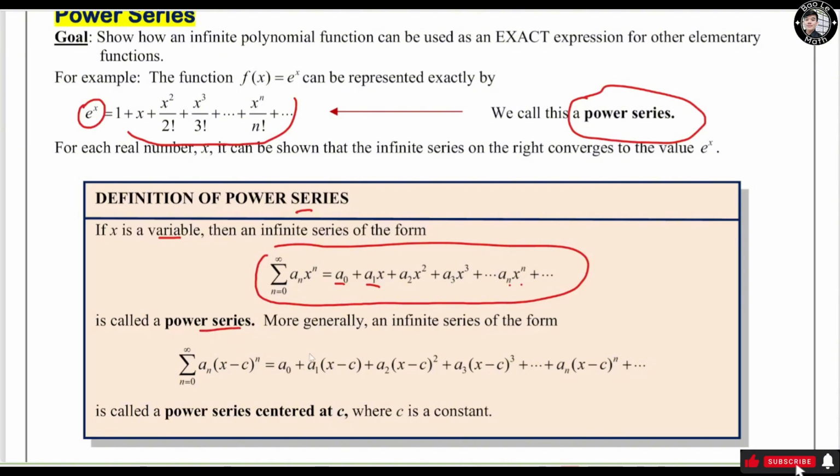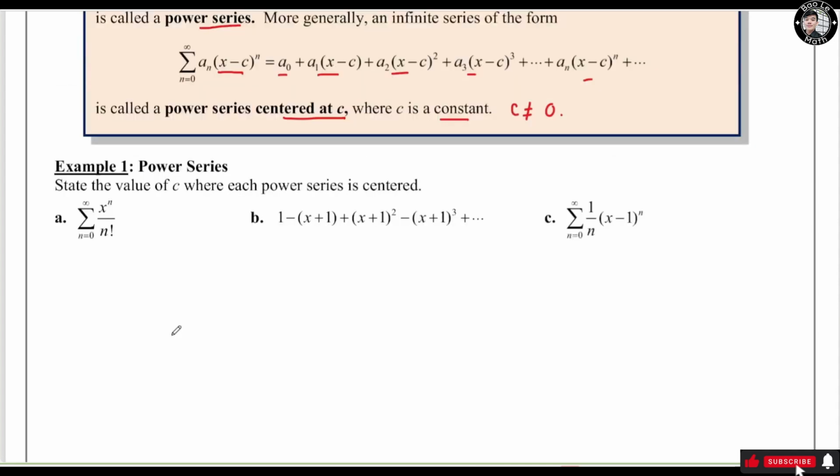More generally, an infinite series of the form a sub n times x minus c to the n. If n equals 0, we get this term, n equals 1, we get the second one, etc. It's called a power series centered at c, where c is a constant. For the first one, the center equals 0. Now, let's take a look at the first example.